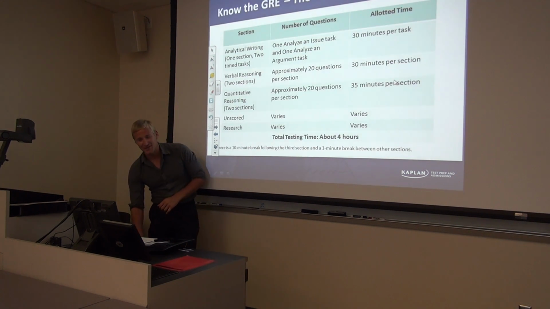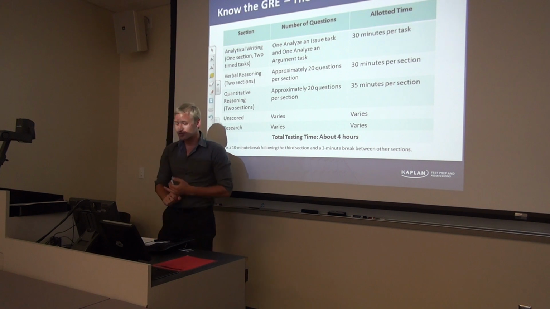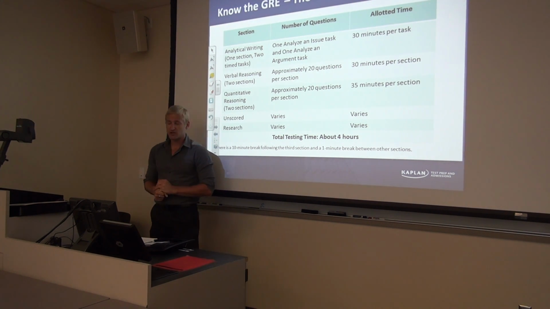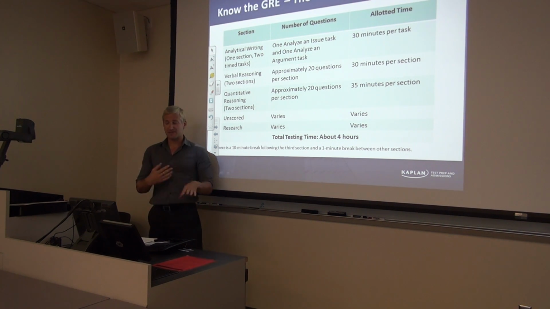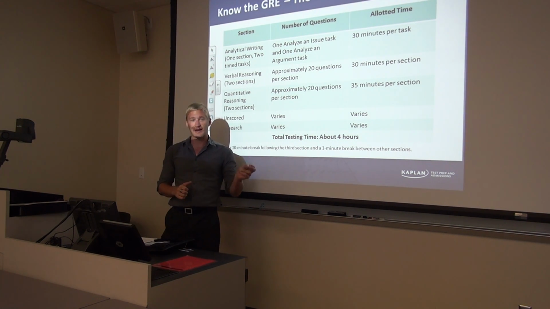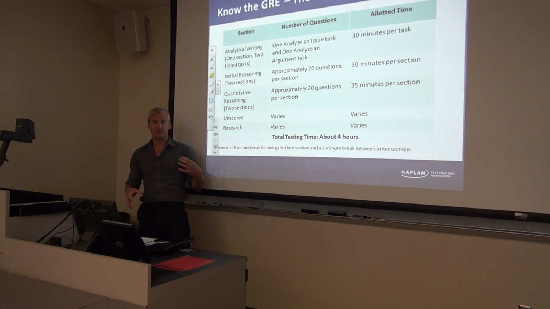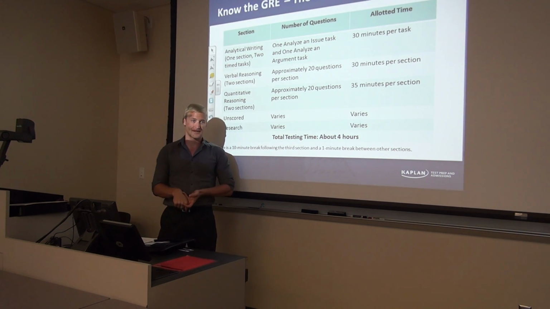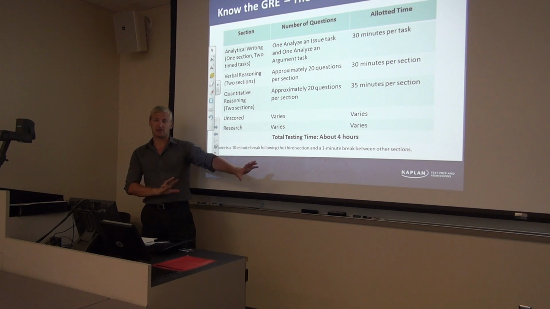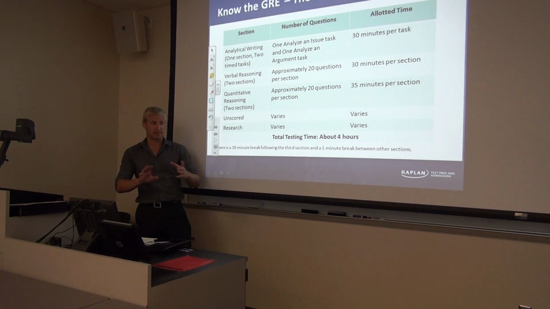But knowing the GRE, so the GRE you'll have an analytical writing section, you'll have 2 timed sections for 30 minutes apiece, 30 minutes per task. You'll have 1 analyze an issue task and 1 analyze an argument task. So there'll be slightly different expectations in terms of what you're supposed to be writing about. Those are scored on a scale of 0 to 6. So that does not go into your total score, but kind of is separate.